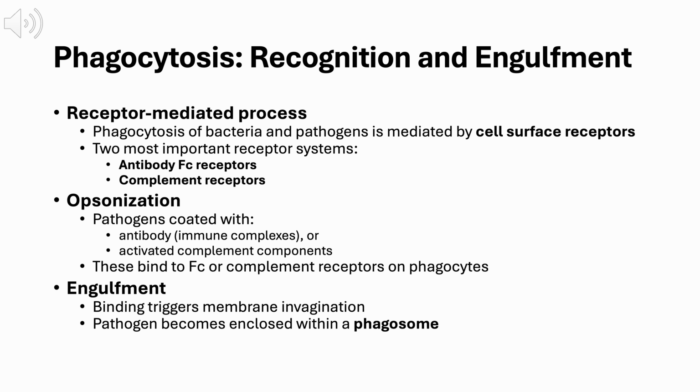Once neutrophils reach the site of infection, they eliminate pathogens through phagocytosis. This is a receptor-mediated process, with antibody Fc receptors and complement receptors serving as the two major recognition systems. Phagocytosis becomes much more efficient when the pathogen has been opsonized, meaning it is coated with antibody or activated complement fragments. These coatings bind to their corresponding receptors on the neutrophil surface and trigger engulfment. The cell membrane then extends around the pathogen and encloses it within an intracellular compartment called a phagosome, where the next stages of microbial killing and degradation can occur.